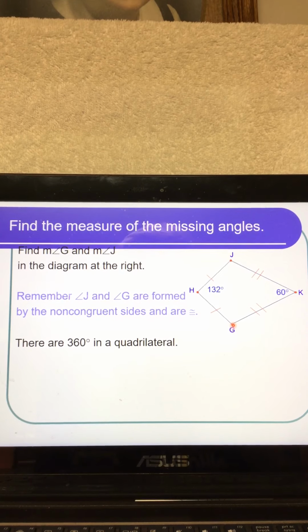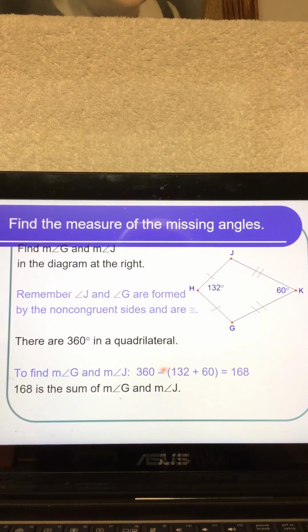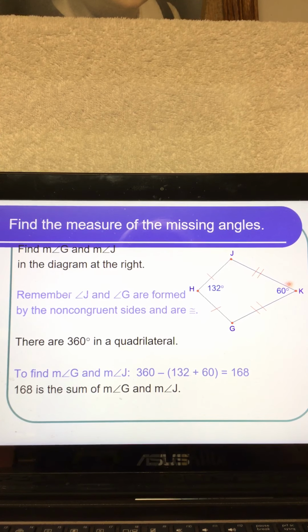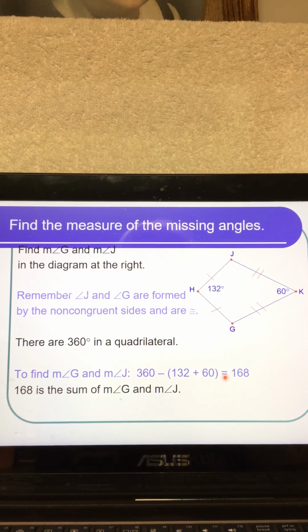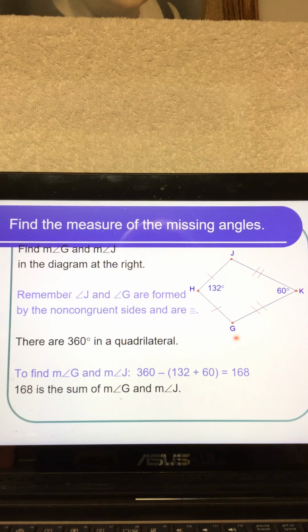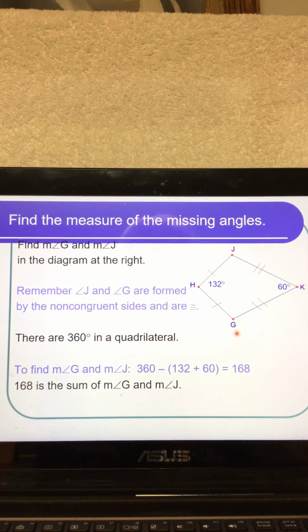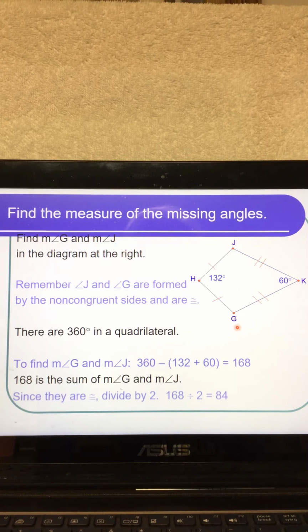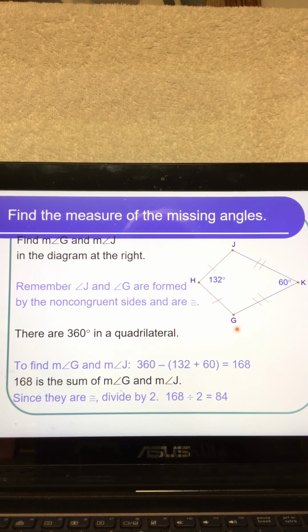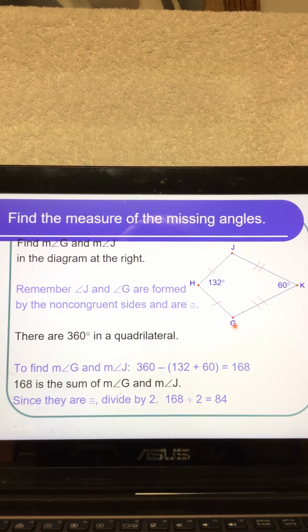There's 360 degrees in a quadrilateral. So to find the measure of G and J, I added up 132 and 60, subtracted that from 360, and I got 168. That means there's 168 degrees left to be divided between these two angles of the kite. They are congruent, so I'm going to take that number and divide it by 2. So each of these angles would be 84 degrees.